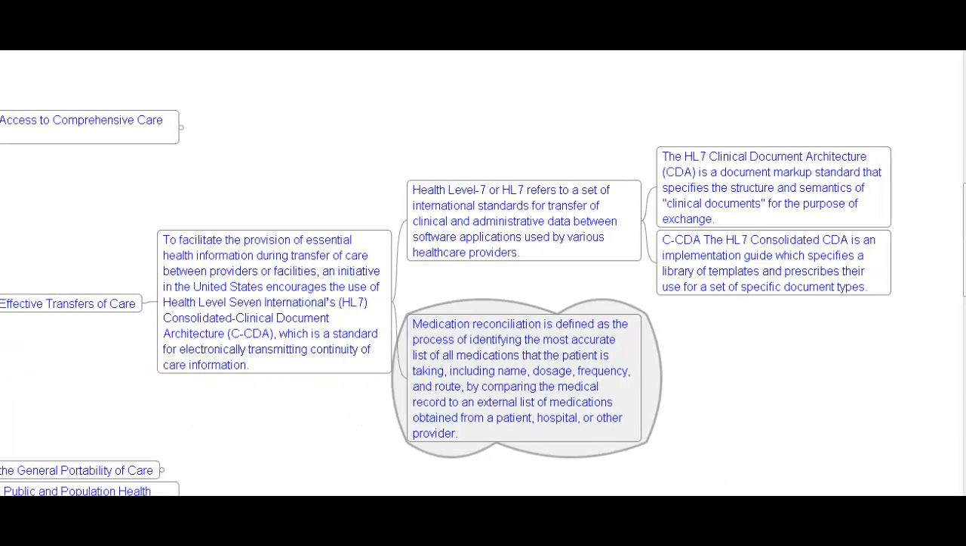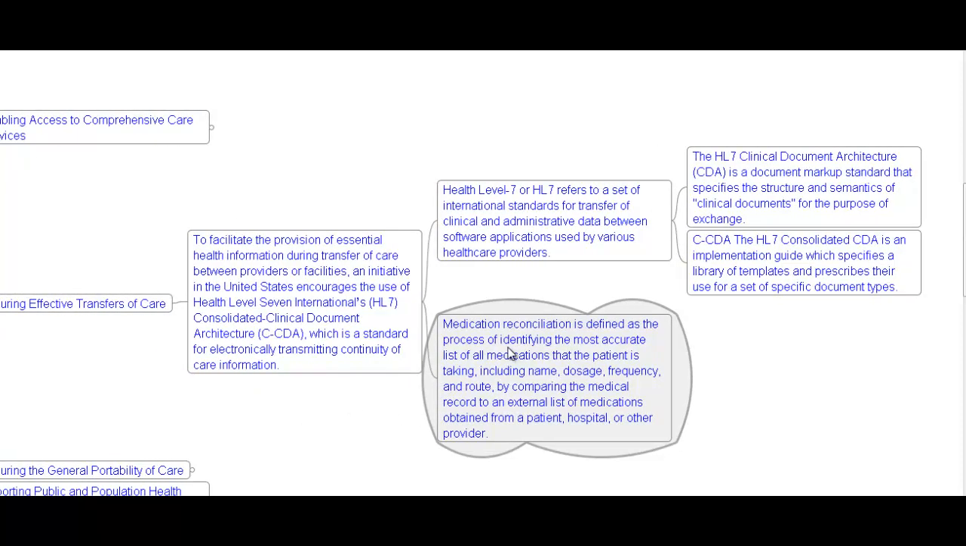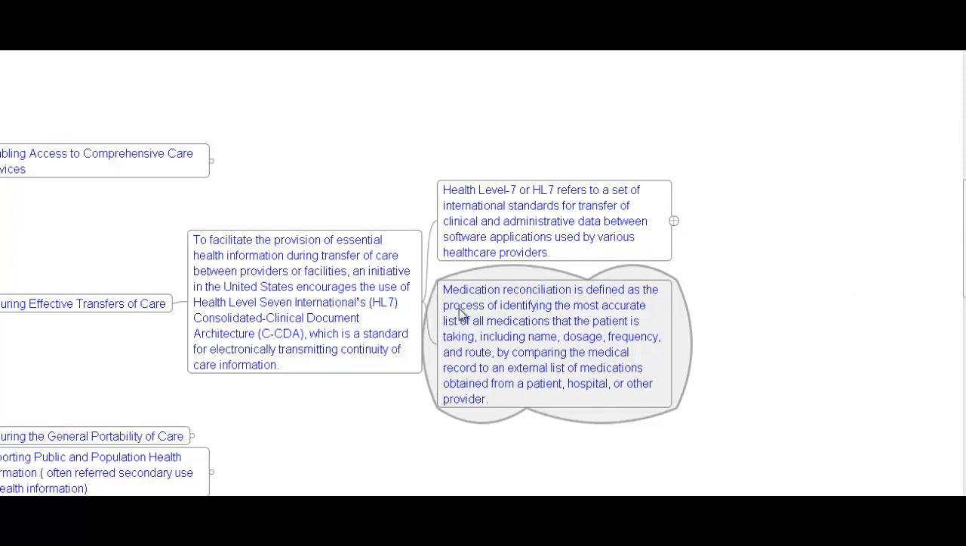And memorize this for medication. What is medication reconciliation? From an exam point of view, what is its definition? Medication reconciliation is defined as the process of identifying the most accurate list of all medications that a patient is taking, including name, dosage, frequency, and route, by comparing the medical record to an external list of medications obtained from a patient, hospital, or other providers. Now let's go back to the next requirement.